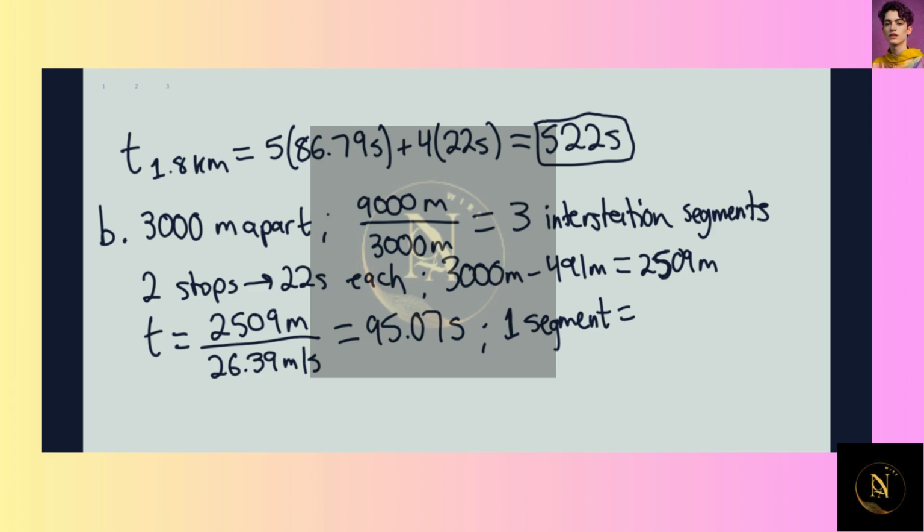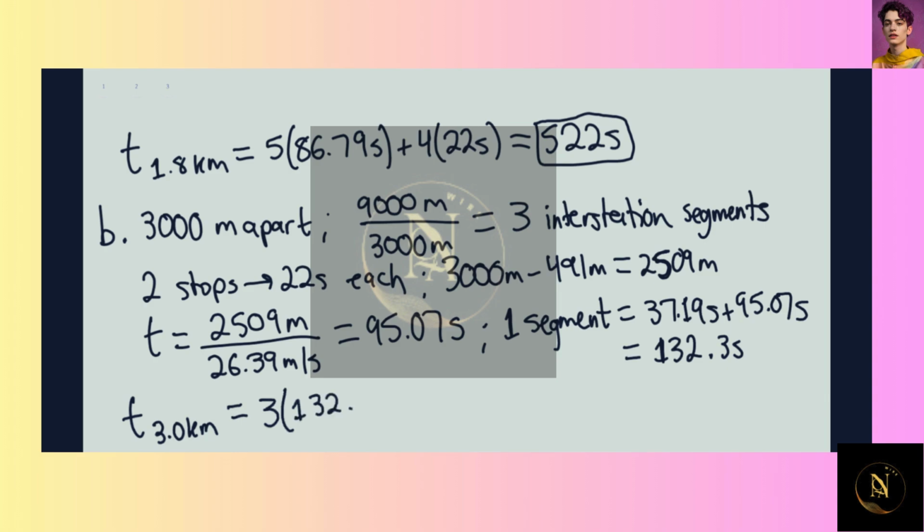And so one segment would be equal to 37.19 seconds plus 95.07 seconds. This is giving us 132.3 seconds. And at this point, we can solve for the total time. That would be equal to 3 times 132.3 seconds, given that we have 3 interstation segments, and then we have 2 stops at 22 seconds each. So our total time here would be 441 seconds. This would be your total time for part B.